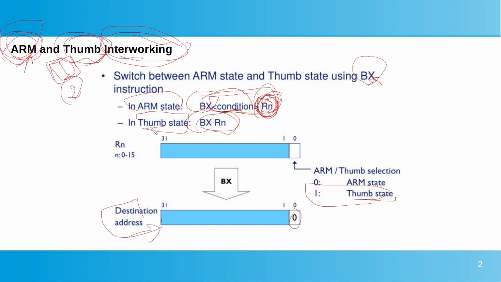Now, if we are in thumb state and we are executing branch with exchange to a destination register that has a destination address with bit number 0 cleared, then the CPU will automatically switch to ARM state, as you can see here. Now, if we are in ARM state, then we do a branch with exchange to an address that has bit number 0 cleared, then we remain in ARM state. And the same case is applicable as well for thumb state. If we do a branch with exchange to a destination address that has bit number 0 set to 1, then the CPU will remain in thumb state.